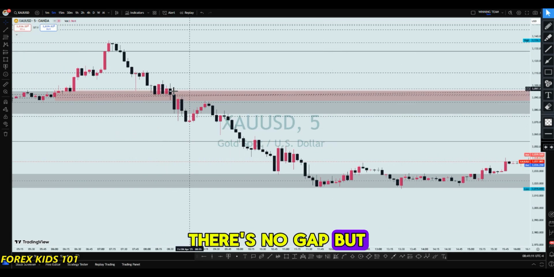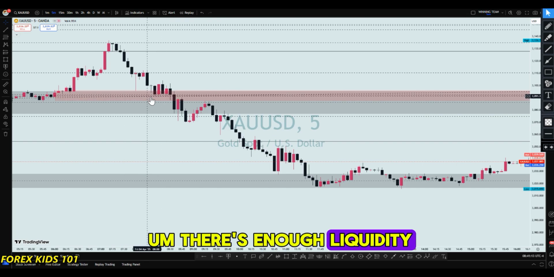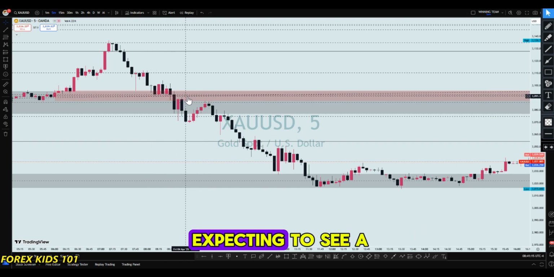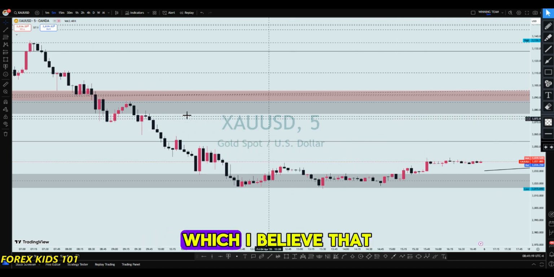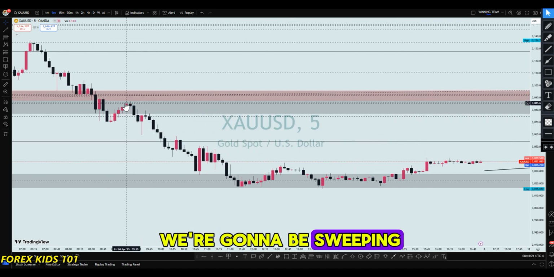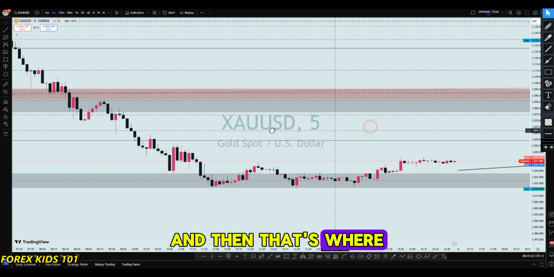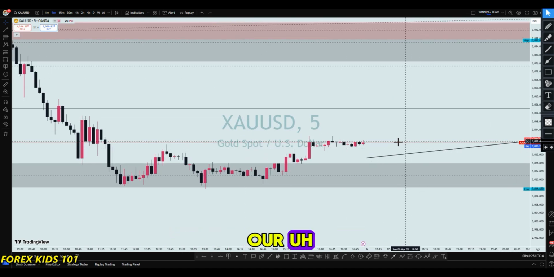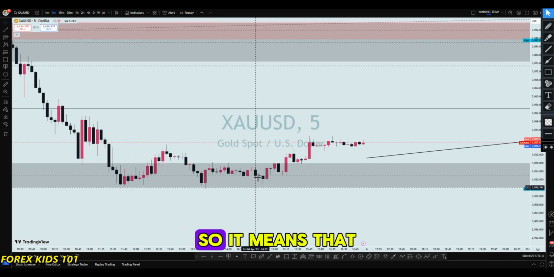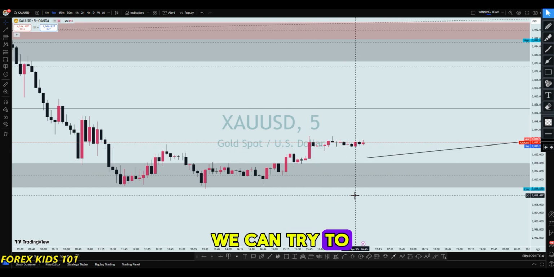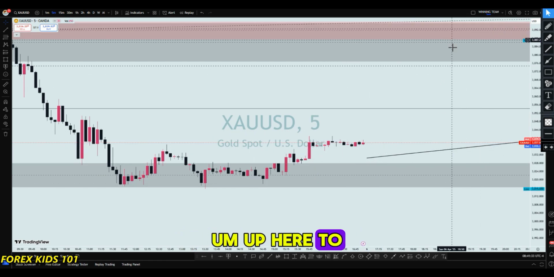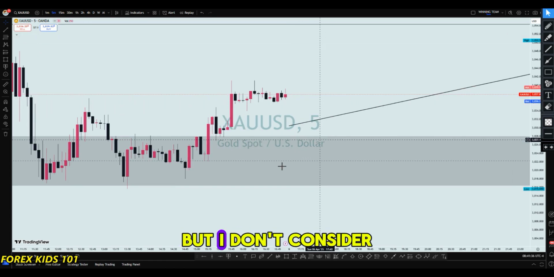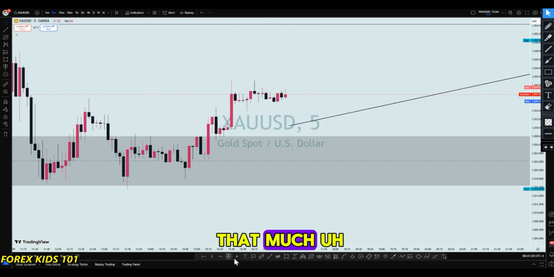There's no gap, but there's enough liquidity there, which I'm expecting to see a tap on, and then we're going to be looking for our reversal, which I believe is going to sweep this high here, and that's where we're going to be taking our sells from. So it means that we can try to buy from down here all the way back up here, but I don't consider that much.